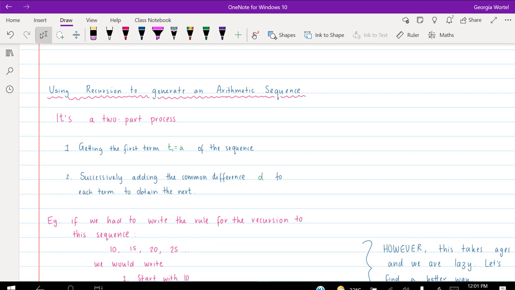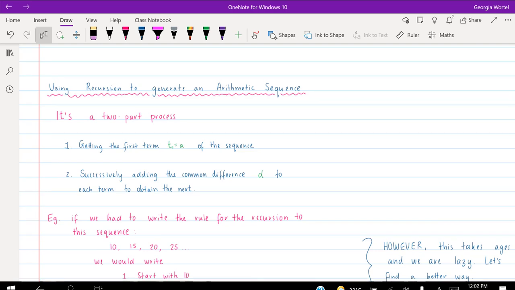So we looked at recursion yesterday. What we're going to do now is use recursion to generate an arithmetic sequence. It's a 2-part process. The first part is getting the first term of the sequence, and we call the first term T1. So you write that little 1 next to the T. So T1 is equal to A. We don't know what the first term of the sequence is. We don't even have any numbers in front of us, so I'm just going to call it A. And then successively adding the common difference D, so we call the common difference little d, to each term to obtain the next. So there are 2 parts to the process. You get the first term, and then you add the common difference to get each term individually as you go.